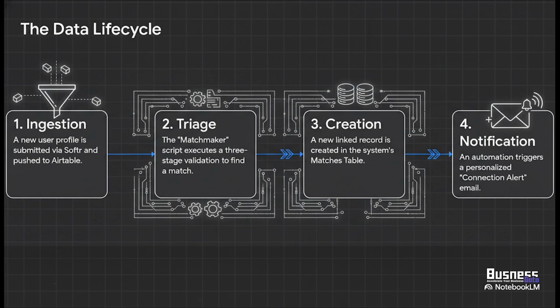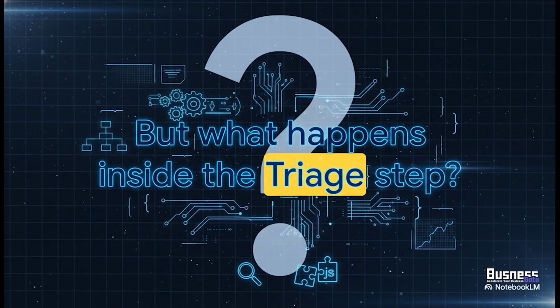Simple as that. But hold on, let's pause here for a second. That second step, triage, that's where the real smarts of our system live. I mean, it's more than just a cool buzzword. How does that JavaScript matchmaker actually figure out what a perfect match even is? Let's zoom in and take a look under the hood at that logic.